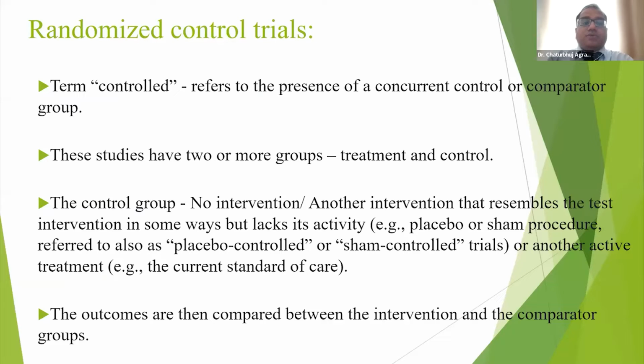So these studies have 2 or more groups, treatment and control. In the control group, there is either no intervention or another intervention that resembles the test intervention in some ways but lacks its activity. Sometimes if there is no intervention, the patient can merely be a control. But sometimes we introduce a placebo or sham procedure, which lacks the activity but resembles the test intervention in some way. So that is a placebo control trial or sham control trial. We have all heard of placebo control trials, like PALOMA-2, PALOMA-3. These are all placebo control trials.